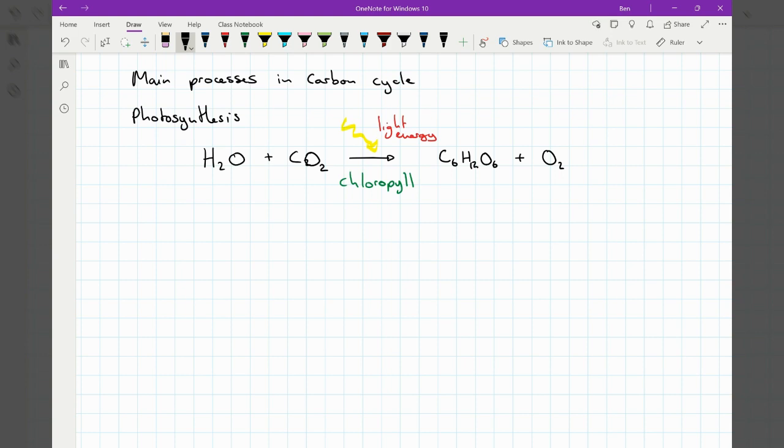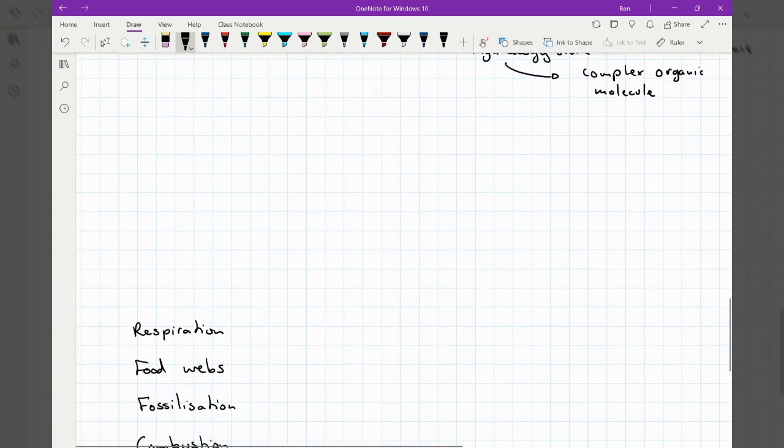And plants can take this high energy store and create complex organic molecules such as the proteins, lipids, and carbohydrates that are used to make up plants, and then that is transferred through the food chain. So that's a really important one to know about.